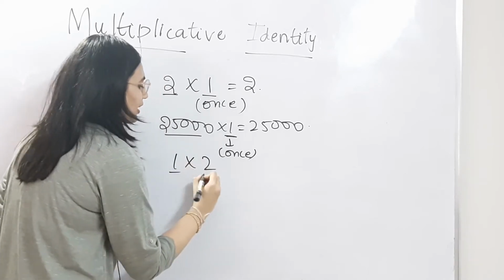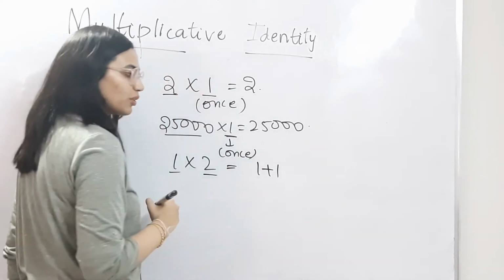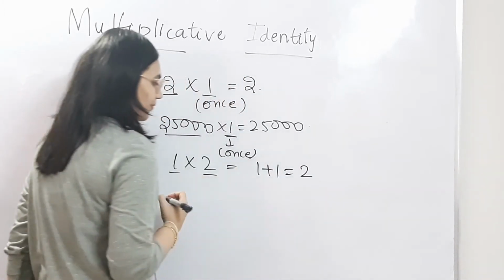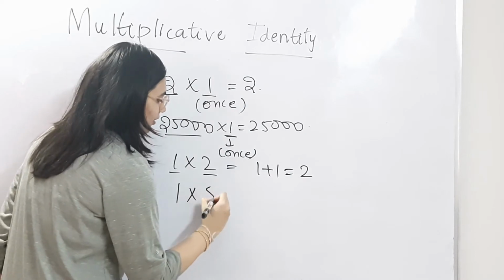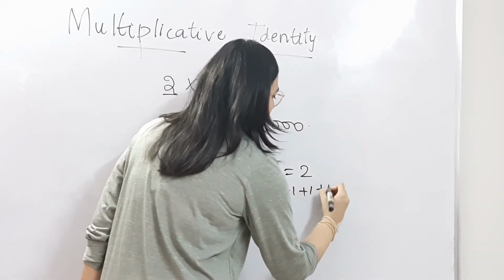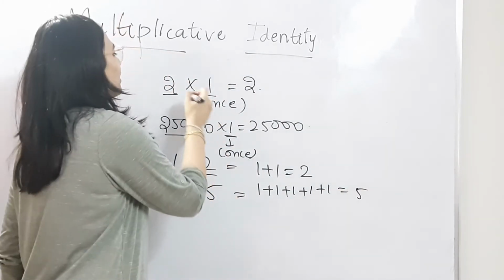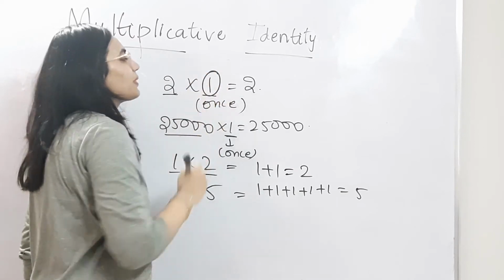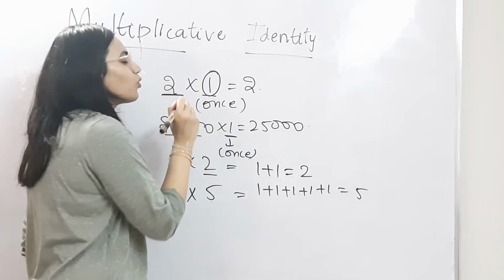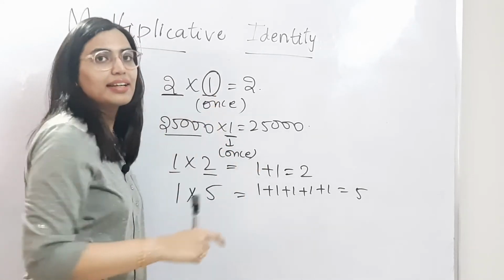And if you take the opposite way also, 25,000 will be big, so I am taking 1 into 2. What happens if you multiply 1 2 times? That means you are adding 1 2 times, right? Repeated addition. Answer is 2. What happens if you multiply 1 5 times? You are adding 1 5 times. So the answer is 5. So this is nothing but the multiplicative identity concept.